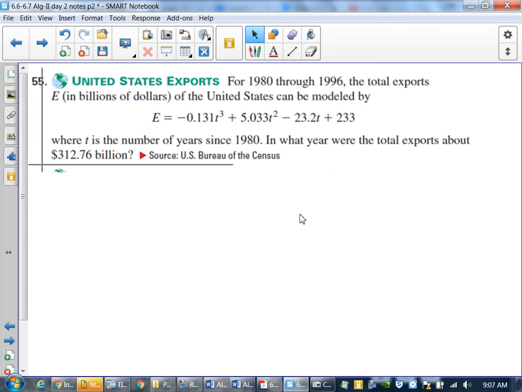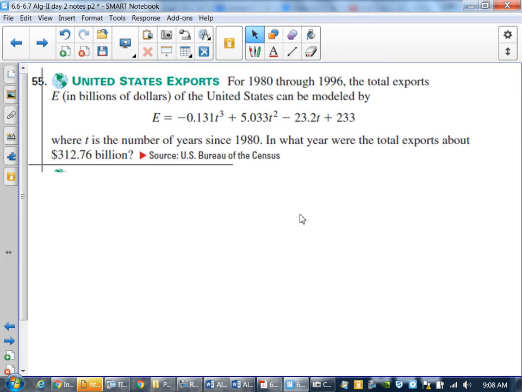So in this problem here, it says for the years 1980 through 96, total exports E in billions of dollars for the US can be modeled by the polynomial, where T is the number of years since 1980. So T equaling 0 is what year? 1980. So year 0 is 1980. In what year were total exports about 312.76 billion? Well, gee, what do you think you need to do?